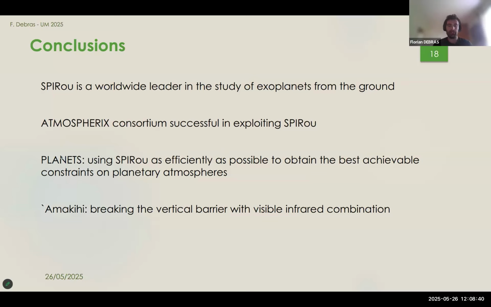We are now in the Planets Large Program, and this was designed on our experience after a few years of utilization. So we really designed the best strategy, we think, for the SPIRou spectrograph. And the future is bright at CFHT, with the possibility to combine SPIRou and Espadon, and with the AMAKI large program coming in to go to the combination between visible and infrared observation.